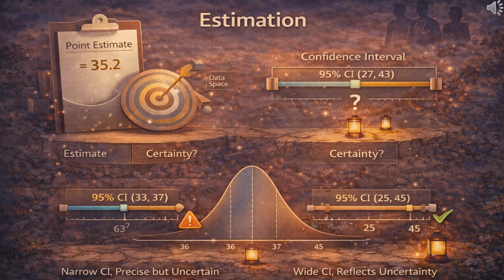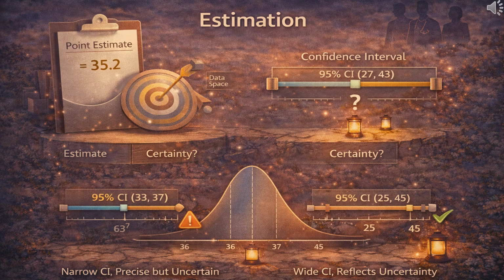Sample size is one of the strongest drivers of interval width because more information typically reduces standard error. As sample size increases, the standard error of many estimates decreases roughly with the square root of sample size, which means interval width shrinks, but with diminishing returns. This has practical implications. Doubling the sample size does not cut the interval width in half.